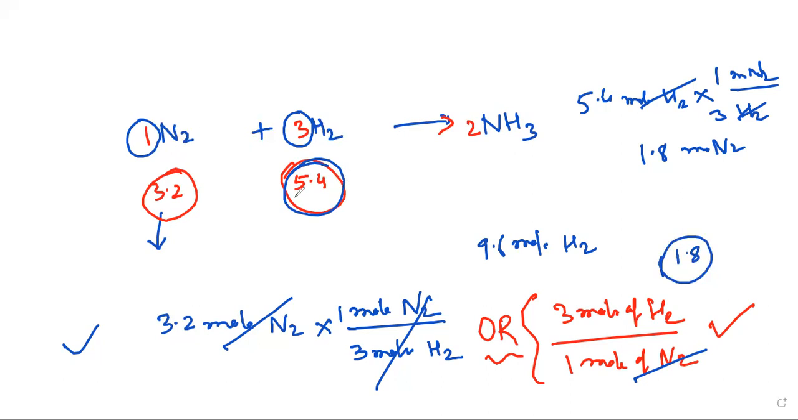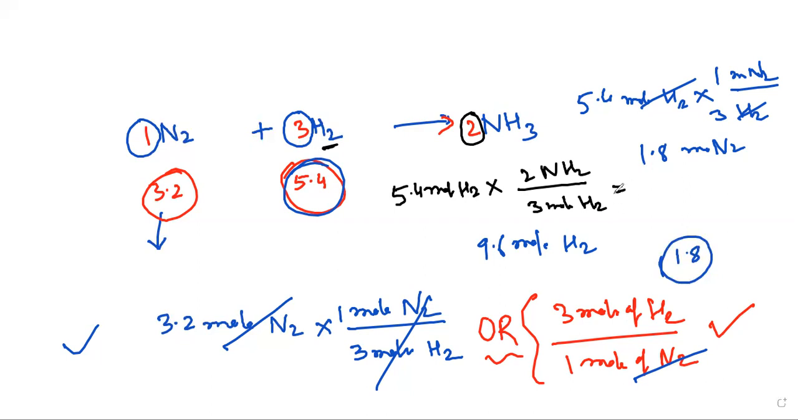So 5.4 moles of H2, and the ratio is 2 to 3, so we write 3 moles of H2 in the bottom and 2 moles of NH3 on top. So how much will it be?